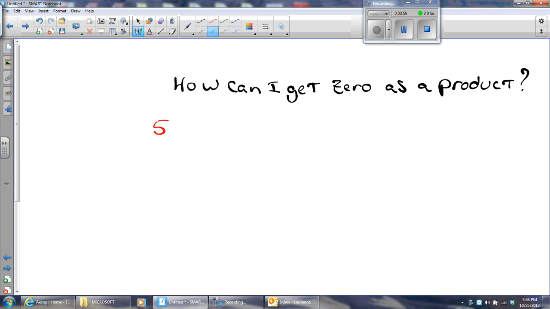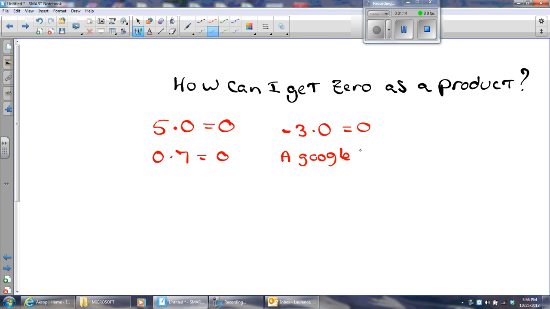Well, you might have 5 times 0. That would equal 0, right? Then again, you might have 0 times 7. That would equal 0. How about negative 3 times 0? Yeah, that would equal 0. How about a googol, which is a 1 followed by 100 zeros, times 0? Yeah, that would equal 0.